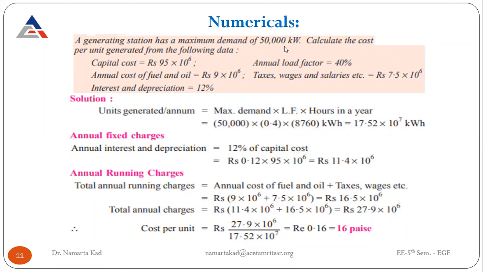Now, how to calculate the cost per unit generated? The generation cost per unit is the plant cost divided by energy. The plant cost is 27.9 into 10 raised to power 6, divided by the energy, which is 17.52 into 10 raised to power 7. And this gives you 0.16, or you say 16 paisa. So this is the generation cost per unit.